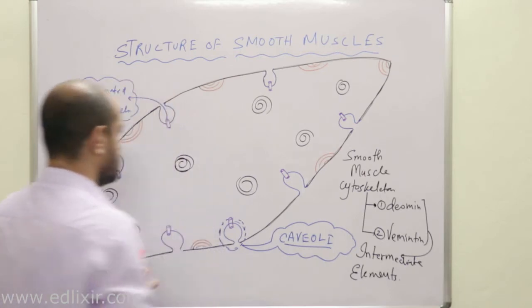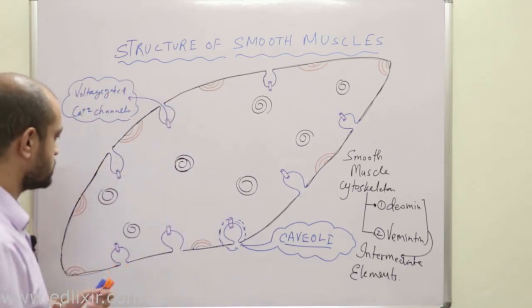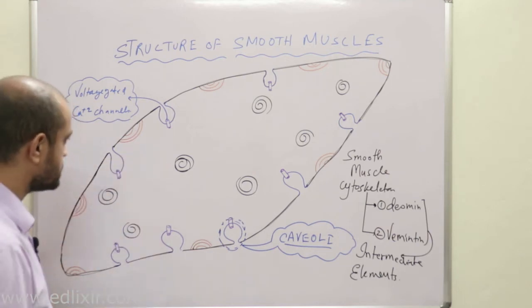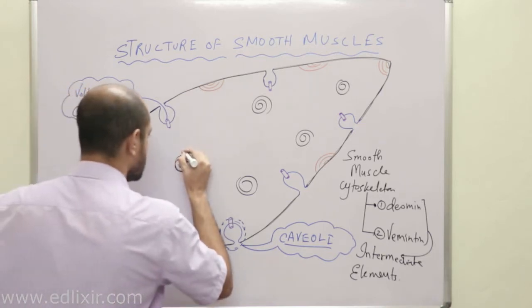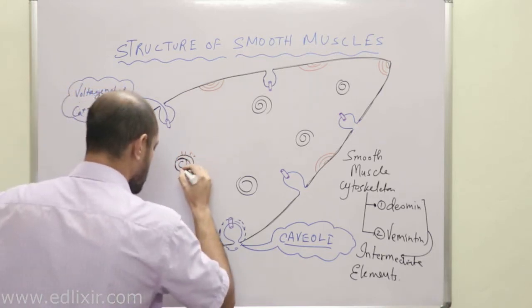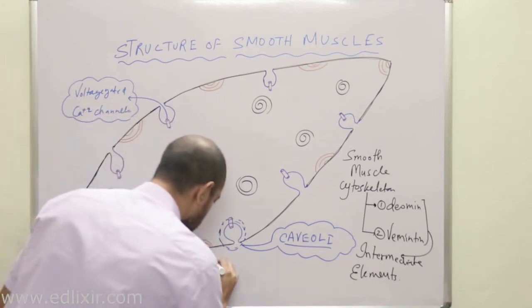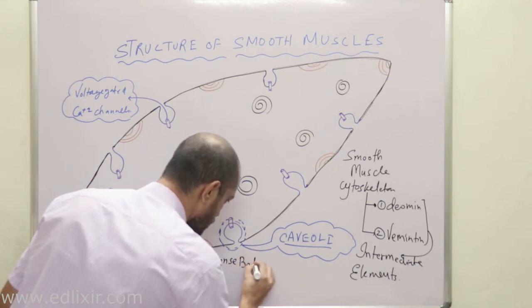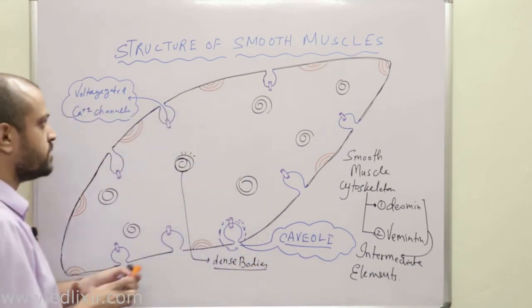Okay, now listen with all your attention. First understand this. What are these things which are present inside the cytoplasm of the cell? These are known by the name of dense bodies. Dense bodies, okay?